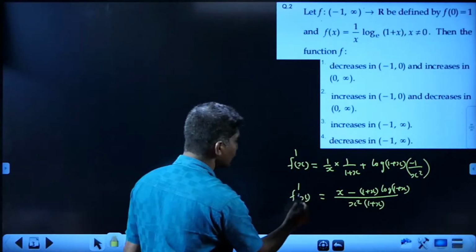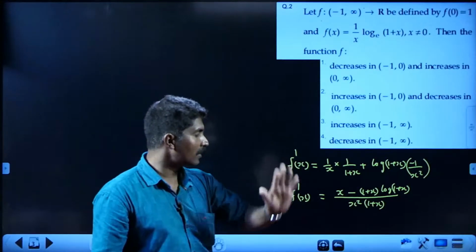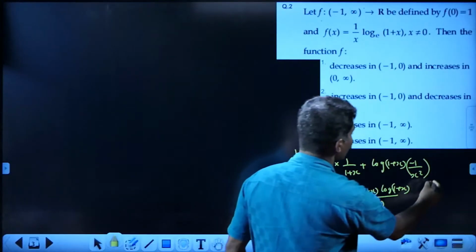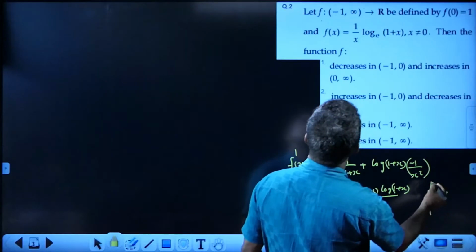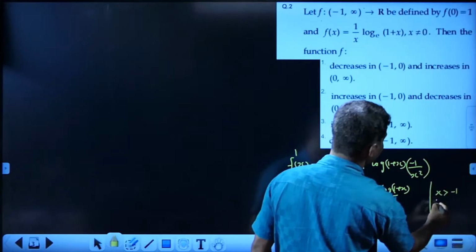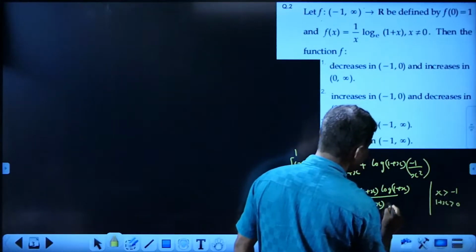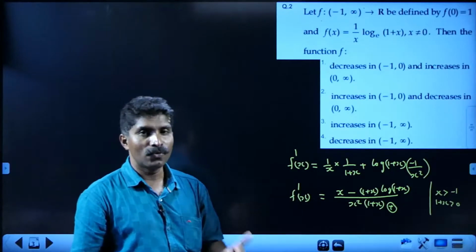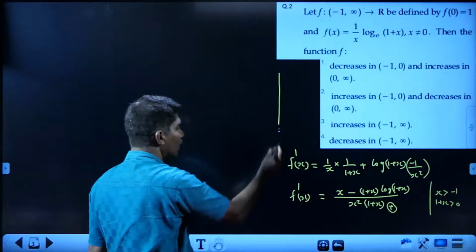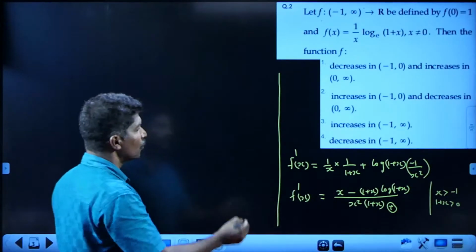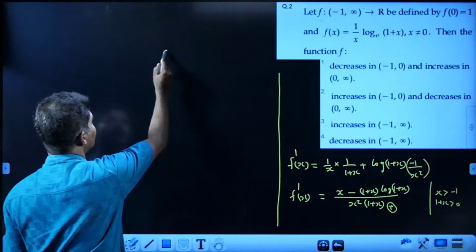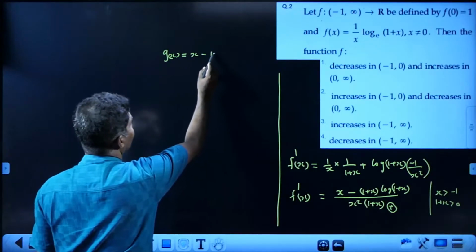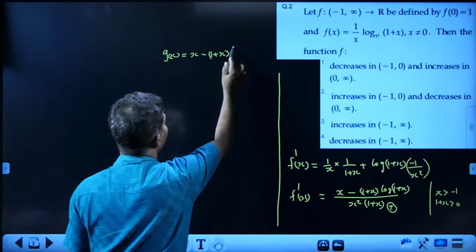And if you look at this f dash of x, we can see something about the denominator. Here x square is always positive and 1 plus x. You know that x is greater than negative 1. Therefore, 1 plus x is greater than 0. So the denominator is always positive. So we will check what will happen to the numerator. For this, the nature of the numerator, we define it as a new function. So let us write it as g of x. Let g of x be equal to x minus (1 plus x) into log of 1 plus x.